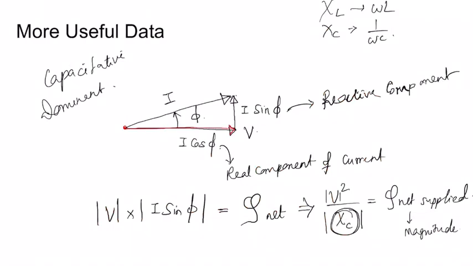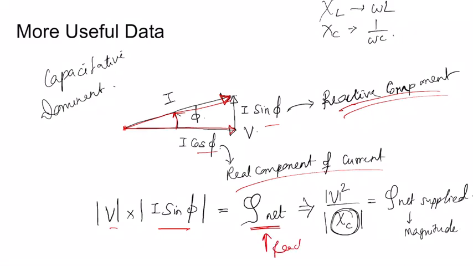Now coming to this concept, if you have a current I, we can break it down into two parts. If the power factor angle is phi, I sin phi and I cos phi, where I sin phi is the reactive component and I cos phi is the real component. Now I sin phi into voltage V equals power, this is the reactive power. Since the current is leading, this is capacitive dominance, so we can find the value of capacitive impedance, that is the reactance offered by the capacitor Xc, by this equation, where Q net is the reactive power supplied by the capacitor and this is V square by mod Xc.